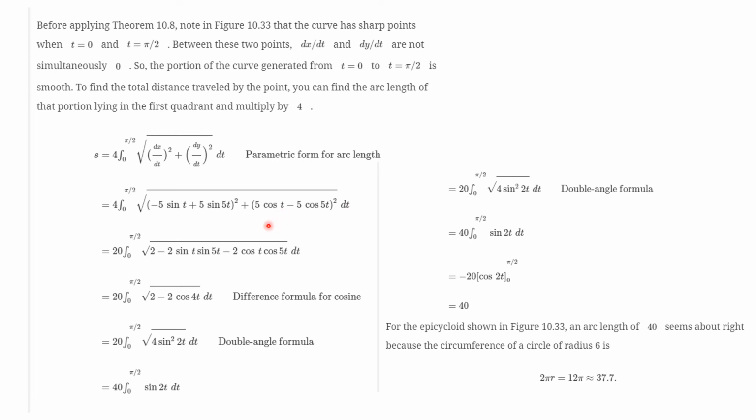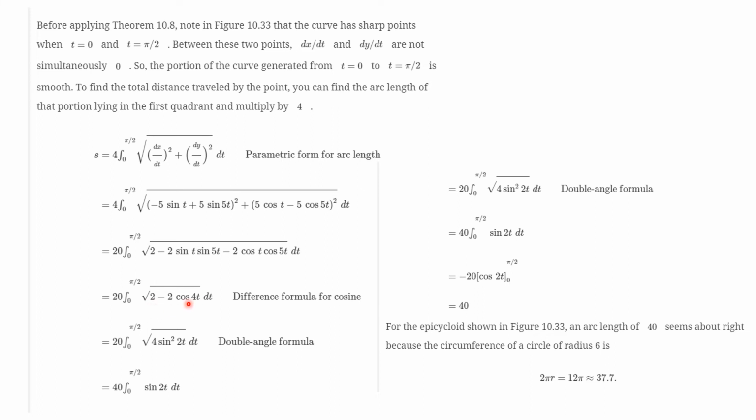Now when you start doing this, you realize that you do get some places where you have sine squared plus cosine squared, and so you're in good shape with that. And then also when you simplify, you realize that there is an opportunity right here to use the difference formula for cosine. And so we use that trig identity here to change this expression here, minus 2 sine t sine 5t, minus 2 cosine t cosine 5t, to change that to 2 cosine of 4t.